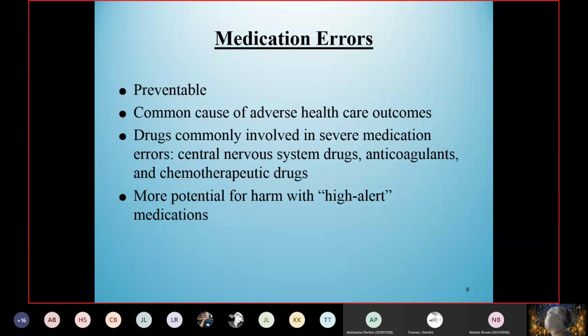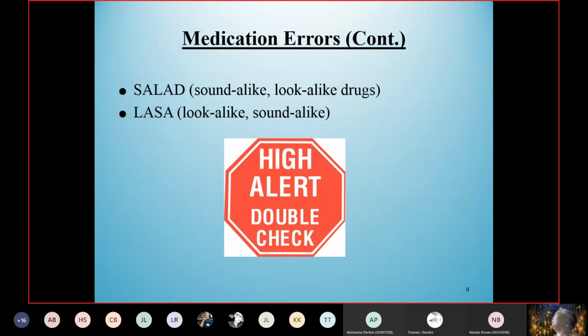Medication errors are preventable. They're the most common cause of adverse healthcare outcomes. Drugs that are often involved include nervous system drugs, anticoagulants, chemo drugs, any high alert medications because of potential toxicity. And you have to be very careful when you're prescribing, dispensing, and administering these medications.